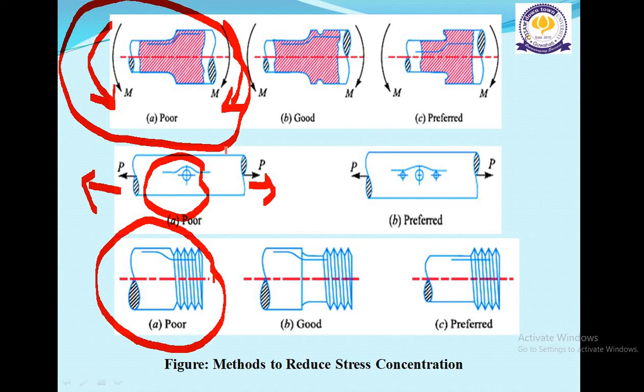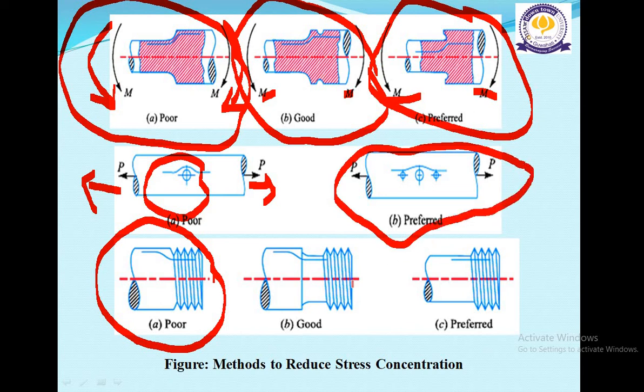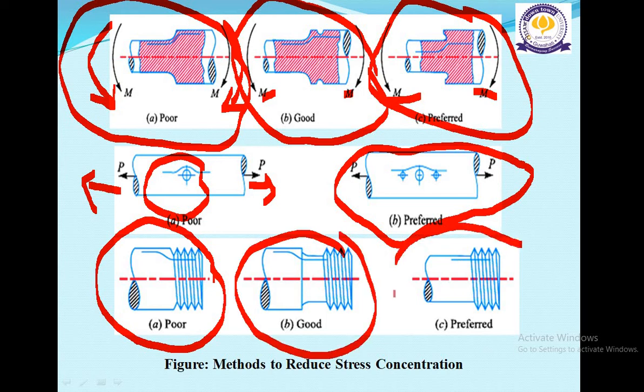Next you can see this is the good form. Here also the bending moment M is acting. Next is the preferred form, where the bending moment is also acting, which gives the preferred form of stress concentration factor. So these are the methods to reduce the stress concentration.